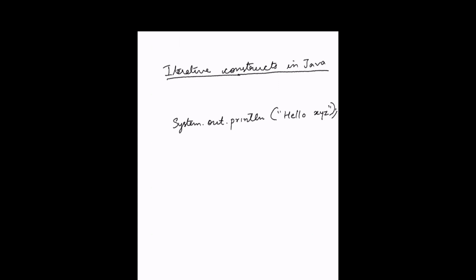There are 3 types of iterative constructs in Java. First one is for loop. Second one is while loop. And third one is do while loop. Of these, for loop and while loop are the most important. So for loop is what I will explain first.